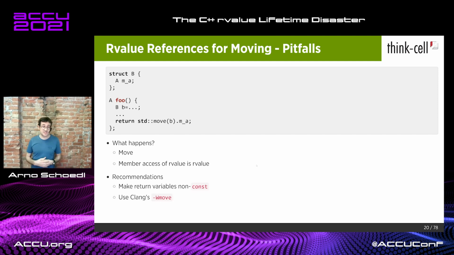So here are the recommendations. Basically, if you return a variable, then make them non-const. That's important. And Clang, if you use it to compile your program, has a warning that warns of pessimizing moves and other misuses of move that you should enable so that the compiler will help you.